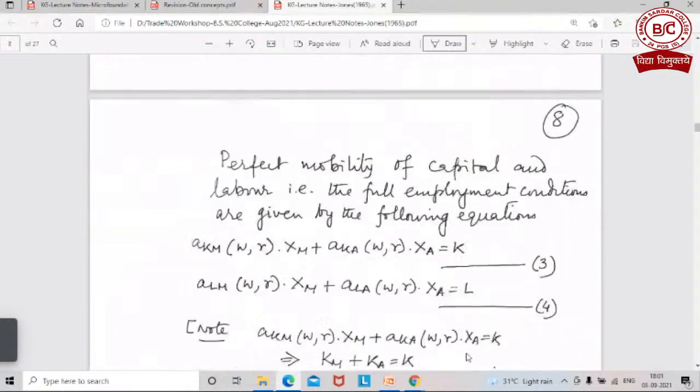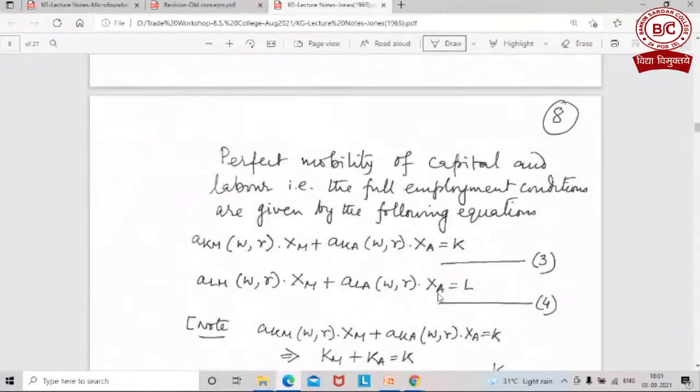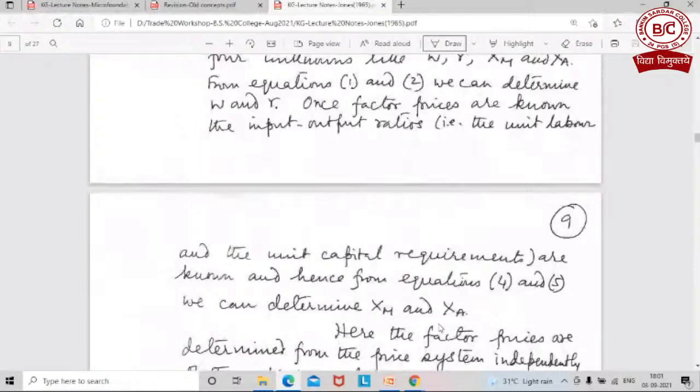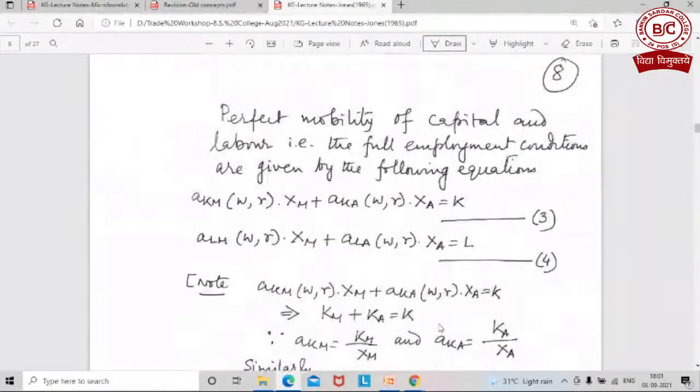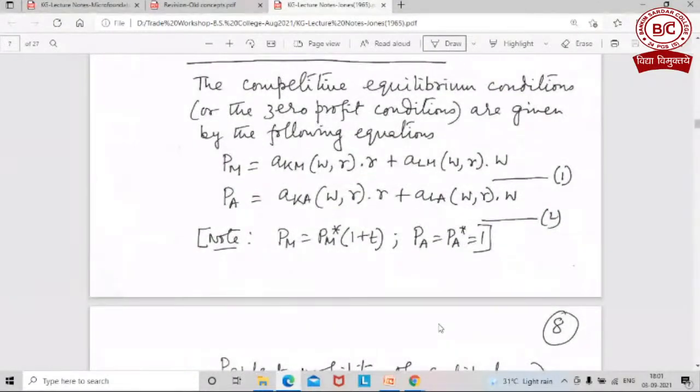But once W and R are known, we can solve for XM and XA. So the variables under the price system are independent of the output system. This is known as the decomposability. This is all written here. So don't worry, this is known as the decomposability property of the model.